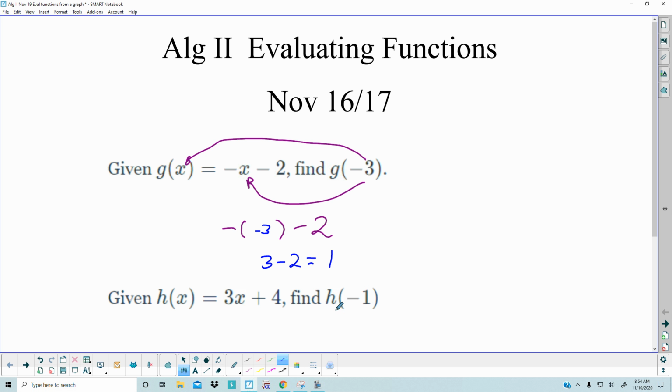This one is saying h of negative 1. Again, I'm pronouncing that h of negative 1. That's how you say it. All it's saying is, hey, this x is negative 1. And if that's the variable, that's what you're filling in here, a negative 1. And there's an implied multiplication there. 3 times negative 1 plus 4. 3 times negative 1 is negative 3, plus 4 is 1. Okay?